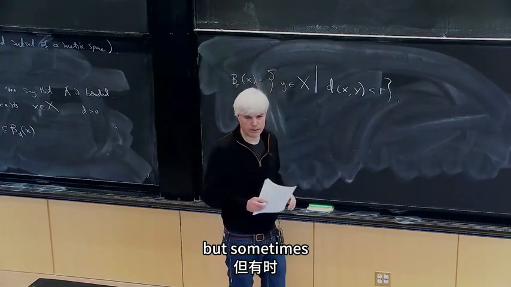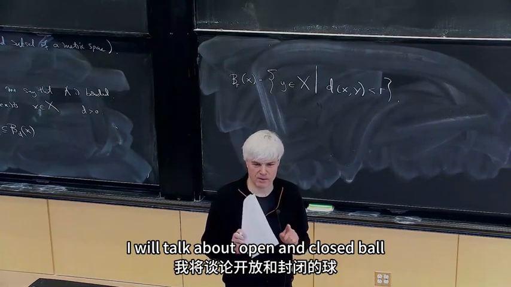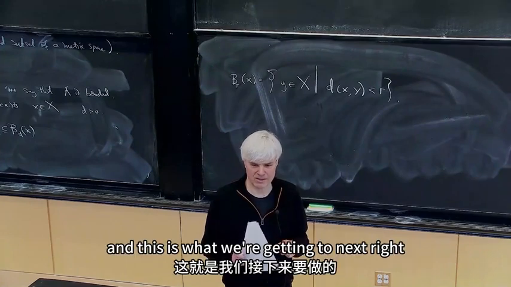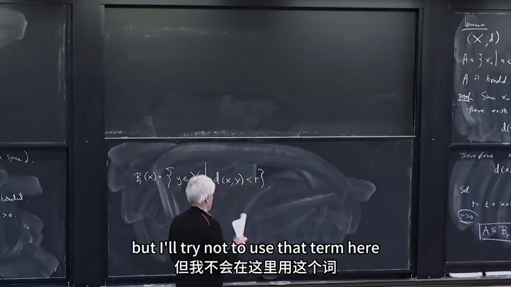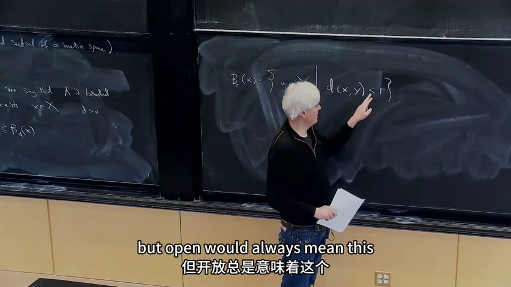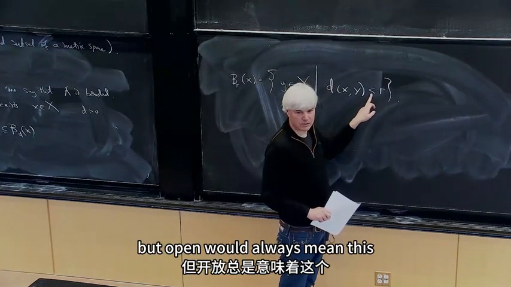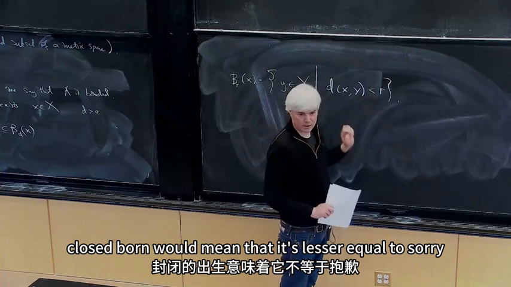I want to use strictly less here. But sometimes, if I want to be very clear, I will talk about open and closed balls. And this is what we're getting to next. I'll try not to use that term here, but open would always mean this, and closed ball would mean that it's less than or equal to.